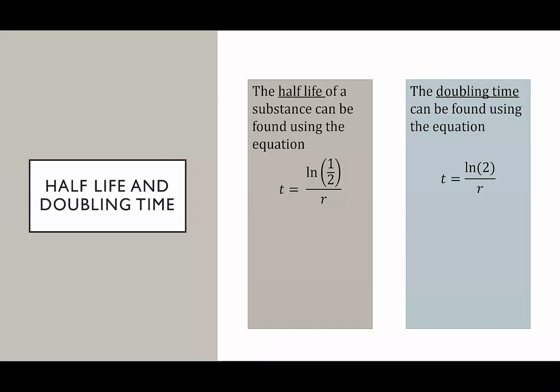The doubling time can be found using the equation T equals natural log of 2 over R. Again, look at the connection between doubling time and the number 2 in the equation. That should help you determine which equation to use in your problems. I also want you to remember, when we're using half-life, the R should be negative. When we're looking at doubling time, the R should be positive. Half-life is decaying, doubling time is increasing.